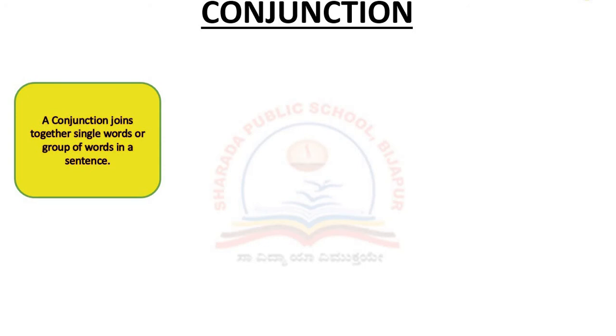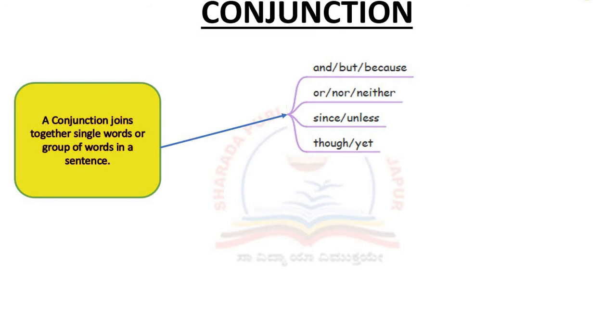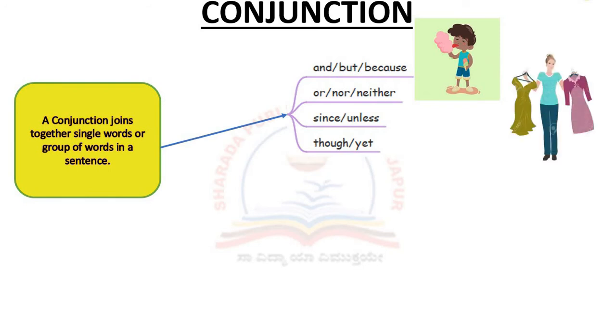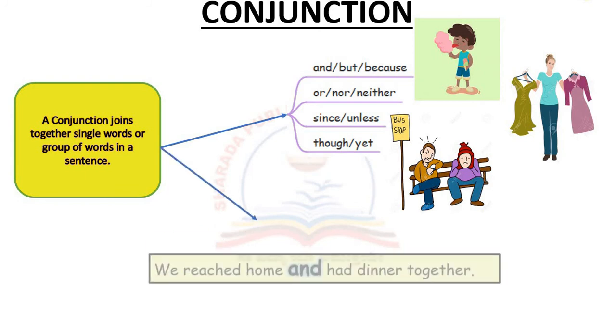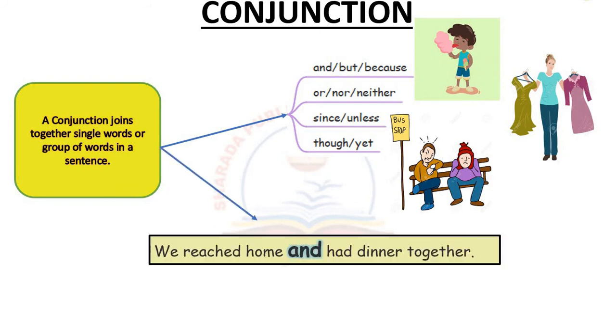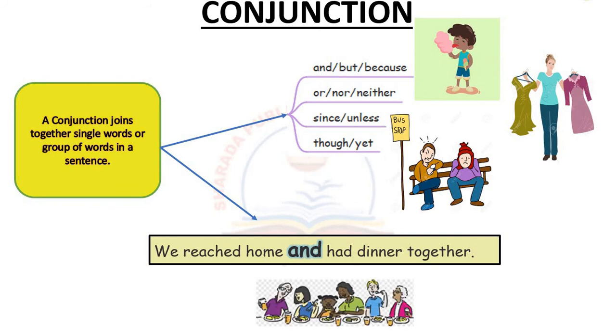A conjunction joins together single words or groups of words in a sentence. Let's look at these words here. And, but, because, or, nor, neither, since, unless, though, yet. To understand this part of speech better, look at a sentence here. We reached home and had dinner together. In this sentence, and is a conjunction. In this way, conjunctions always help us join two sentences together to give them a correct meaning.